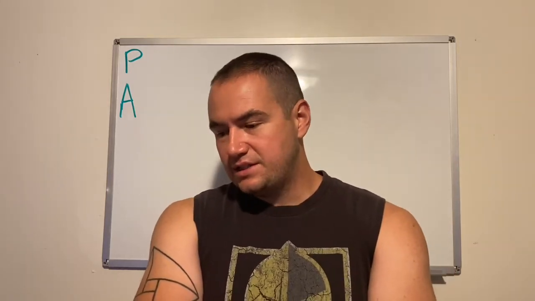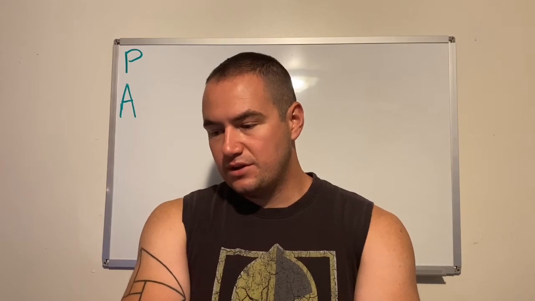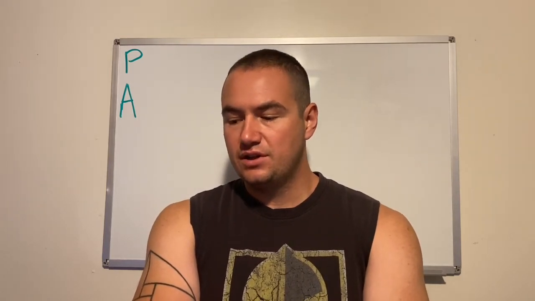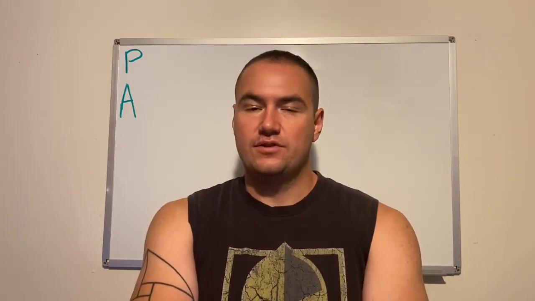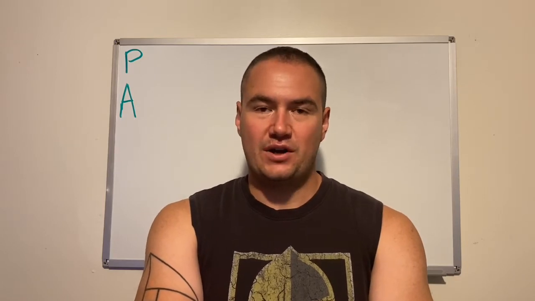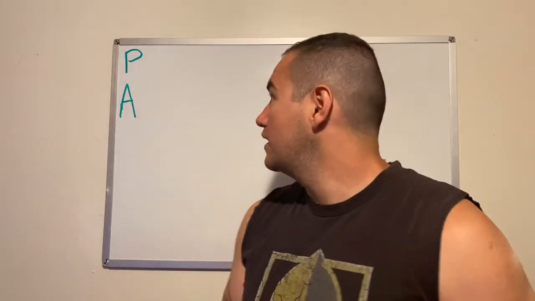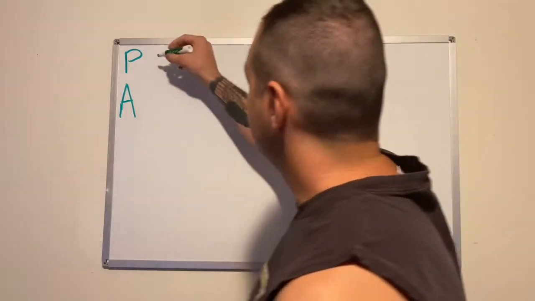The question of the day today is, if the perimeter of a square is 32 meters, what is the area of the square in square meters? All right. So the perimeter of the square is given. So we know perimeter is equal to 32.